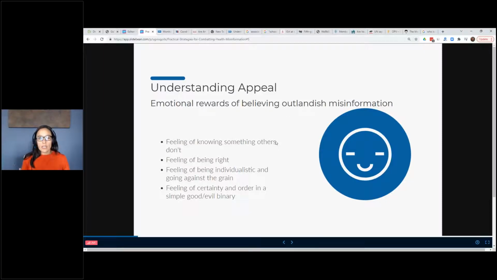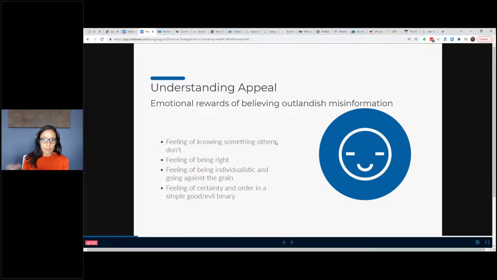Even Aaron Rodgers said, I'm not an anti-vaxxer flat earther. I walk to the beat of my own drum and I'm a critical thinker, right? And to him, the information that he came across felt sound, like it didn't seem too outlandish. We're going to go over some truly outlandish claims here today, but there are reasons why people will believe even that. They're listed here: feeling of knowing something others don't, feeling of being right, feeling of being individualistic and going against the grain, and this feeling of certainty and order in a simple, good and evil binary.